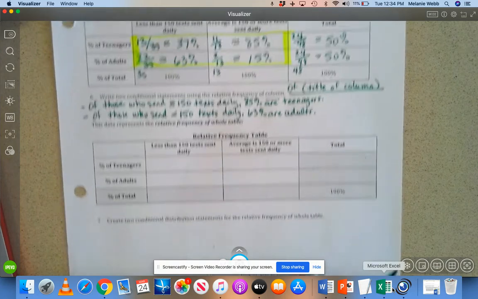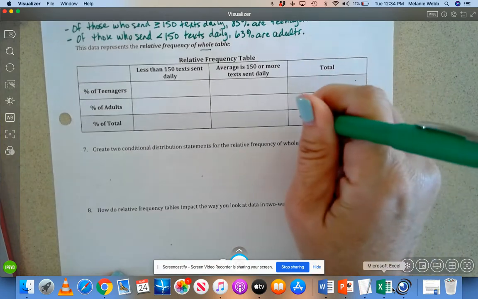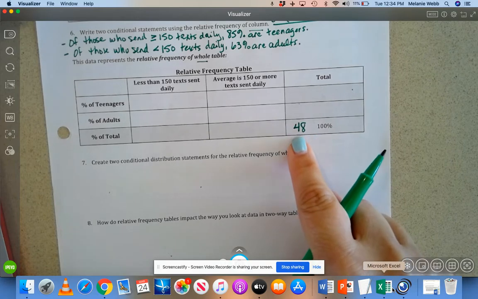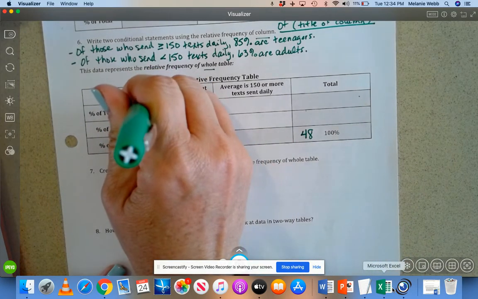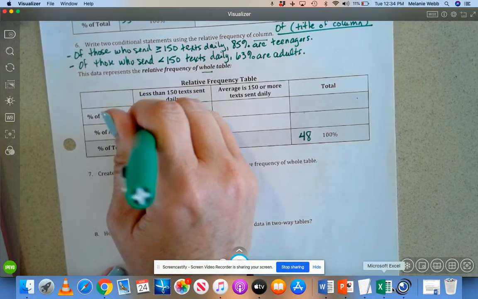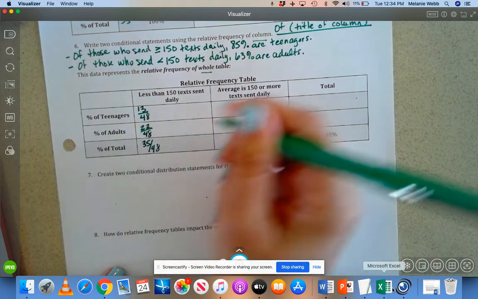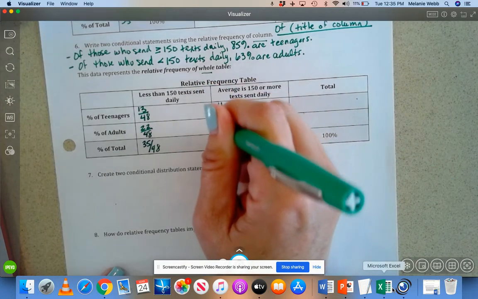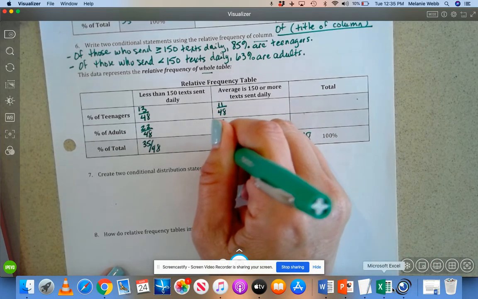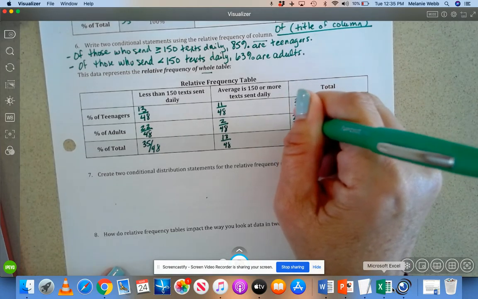Now, another way that we can look at relative frequency is of whole table. That is when we are comparing all of the numbers to this whole number and making percentages. So I know that up here I have 13 from my data, but it's going to be out of 48. And 22 is going to be out of 48. And 35 is going to be out of 48. And 11 out of 48, 2 out of 48, 13 out of 48, 24 out of 48, 24 out of 48. We're going to make our percentages that way.